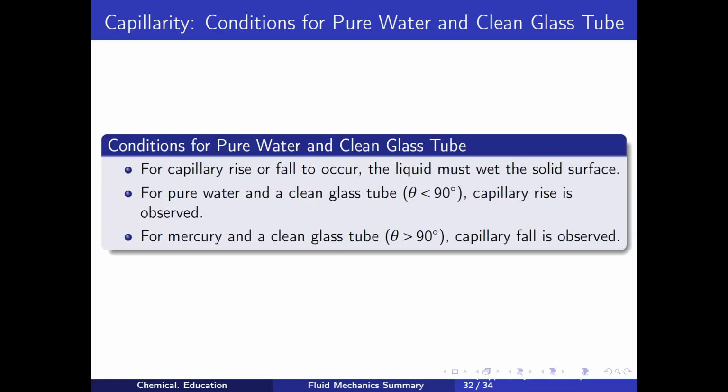Now, the condition for pure water and a clean glass tube. For a rise or fall to occur, the liquid must wet the solid surface. For pure water and a clean glass tube, θ is less than 90 degrees, and capillary rise is observed. For mercury and a clean glass tube, θ is greater than 90 degrees, and capillary fall is observed.